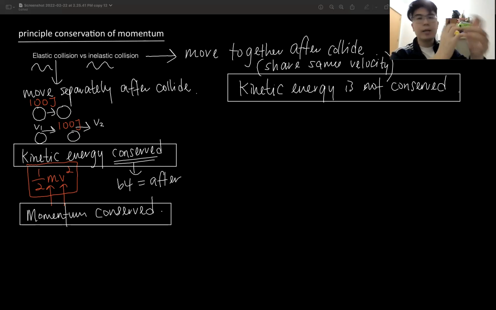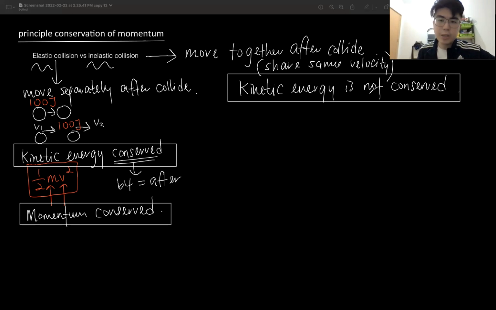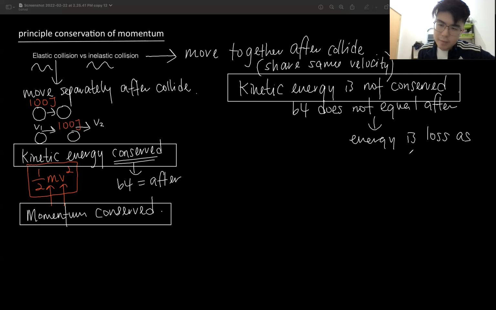Why? Because when they hit, a lot of energy is lost as heat and friction during the collision. The easiest way to think of it is like this. During a car crash, a car is coming, having certain kinetic energy. After they crash, they move together, right? They do not slide as fast as before. So the kinetic energy before does not equal after. Why? Because energy is lost as heat due to friction.